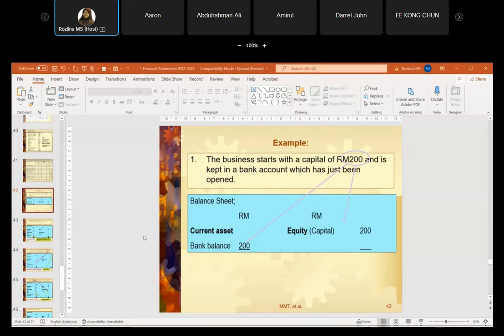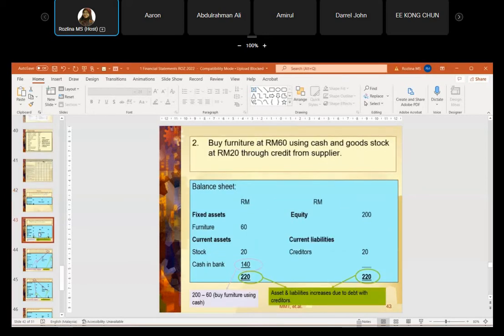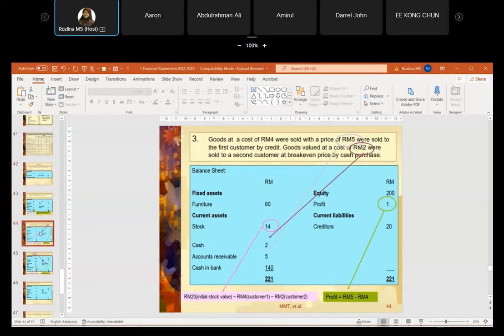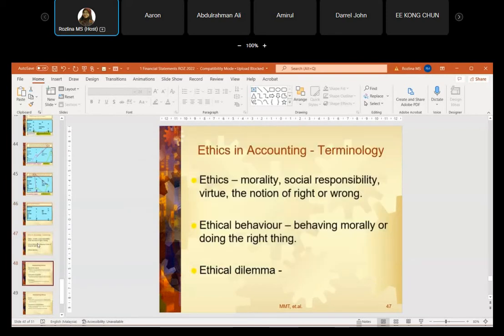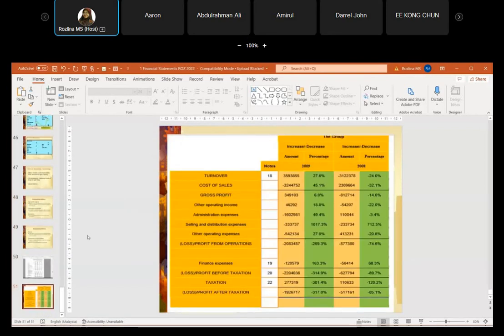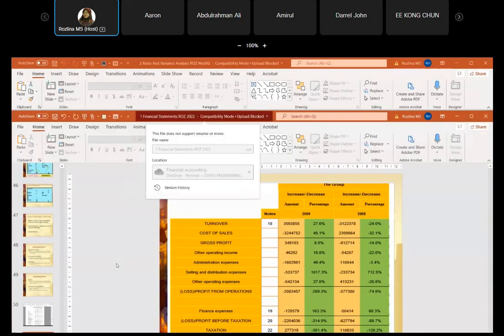Okay, sorry. Here you also have another extra question, to see what happens in all the case studies here, so you can learn from this slide as well. Okay, then the next one has nothing much. So we finish this part on financial statements.